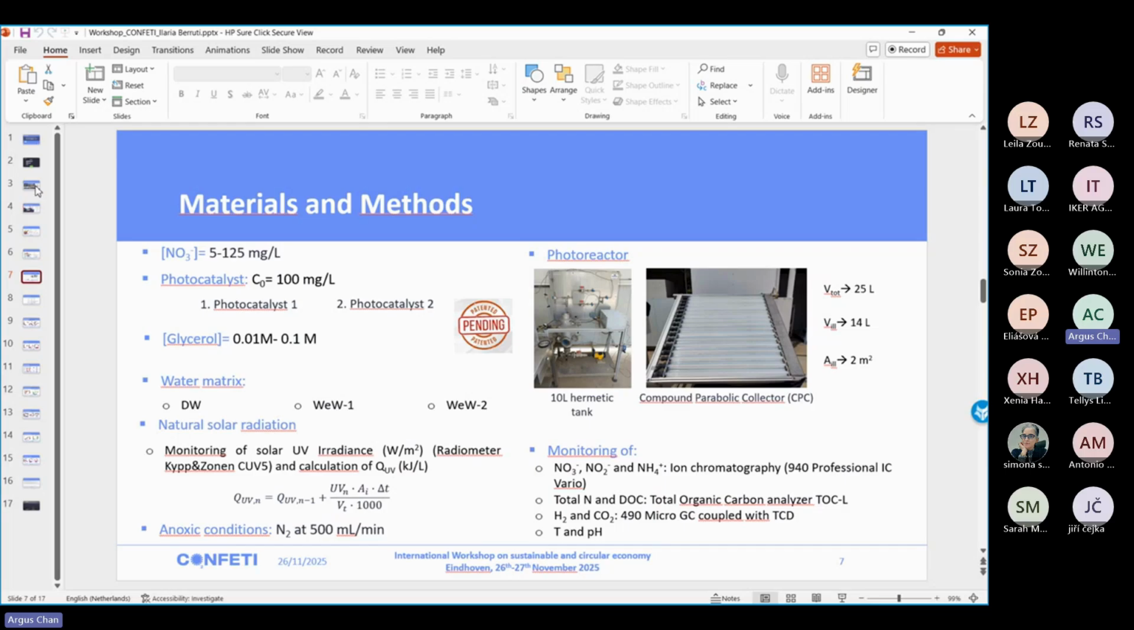and experiments were carried out under natural solar radiation in a compound parabolic collector reactor at pilot scale, with 25 liters of total volume, and of these, 14 illuminated with an area of 2 square meters. During the experiment, the nitrogen species, nitrate, nitrite and ammonium, were monitored through ionic chromatography. The total nitrogen and the dissolved organic carbon were measured through a TOC analyzer, and hydrogen and carbon dioxide were also monitored through micro gas chromatography coupled with a thermal conductivity detector.